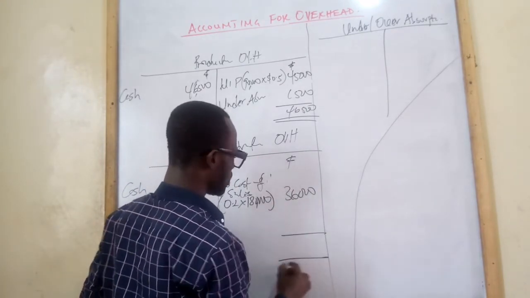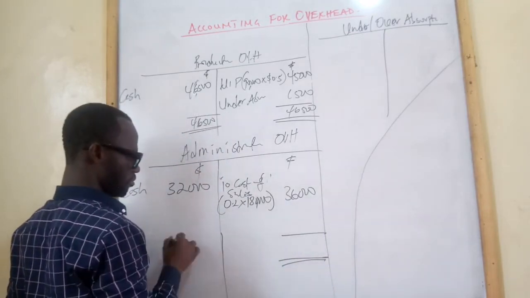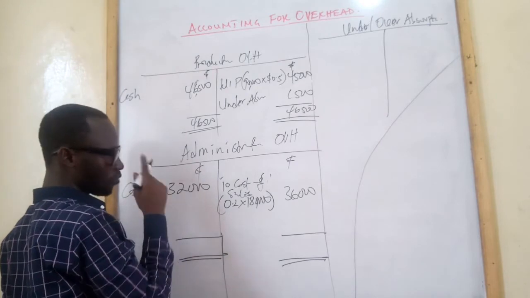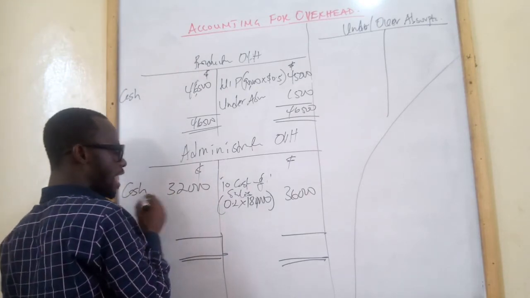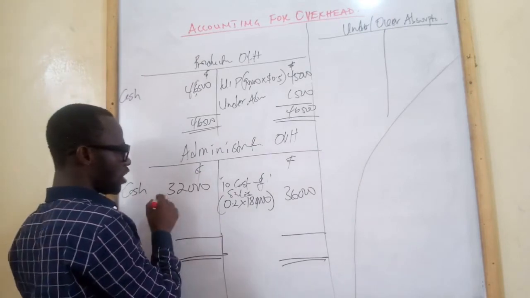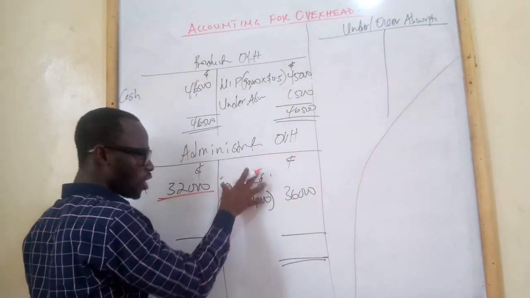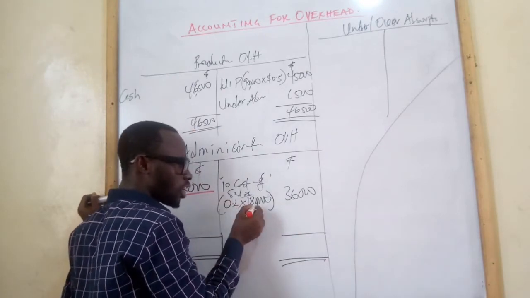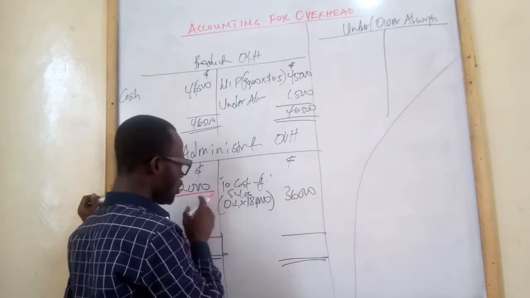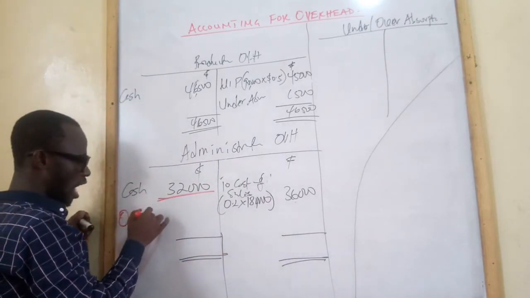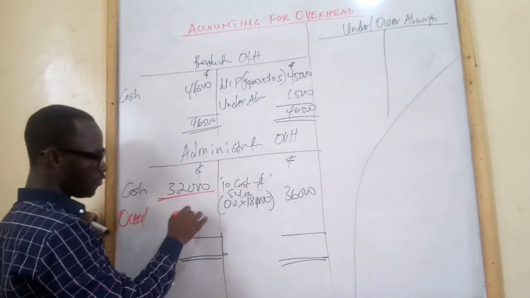Look at what is happening. We actually incurred administrative overhead of 32,000. But what was absorbed based on the overhead absorption rate, 20% of the cost of sales, is 36,000. So when you compare, you realize that in this case, there is an over absorption of overheads of 4,000.